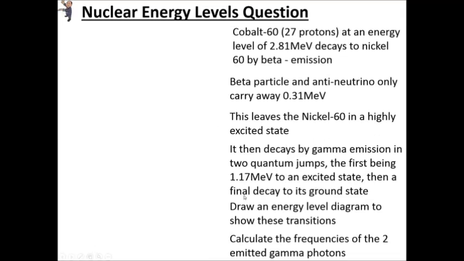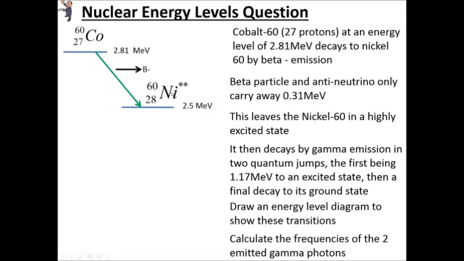So again, we'll just do another question and talk through this. Cobalt 60, with 27 protons, at an energy level of 2.81 mega electron volts. Okay, so there it is. It decays to nickel 60 by a beta emission. So here's the energy, here's the beta emission, and it's decayed to nickel 60. The beta particle and antineutrino only carry away 0.31 mega electron volts. So you can see this nickel nucleus is at 2.5 mega electron volts, a difference of 0.31 from the original 2.81.